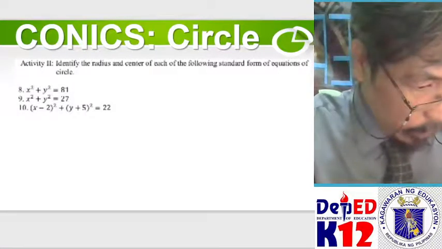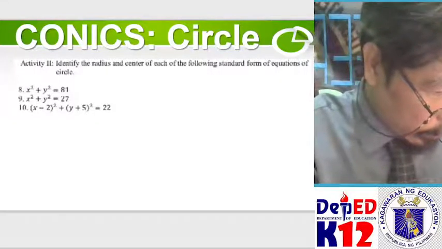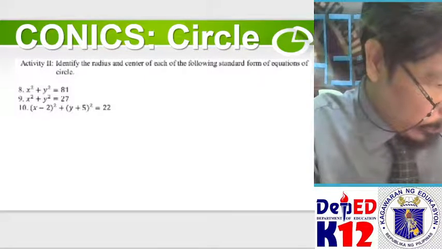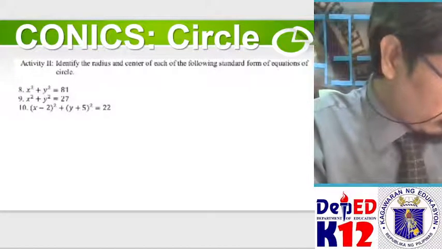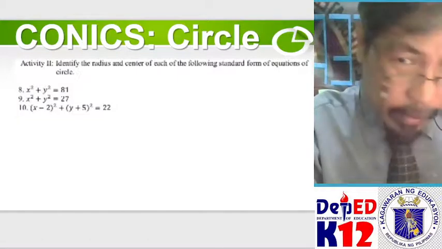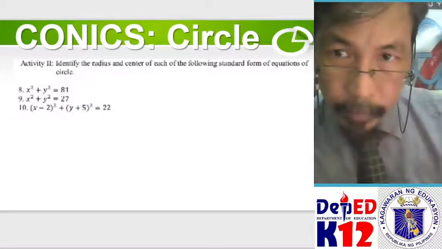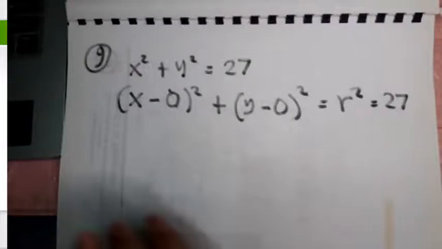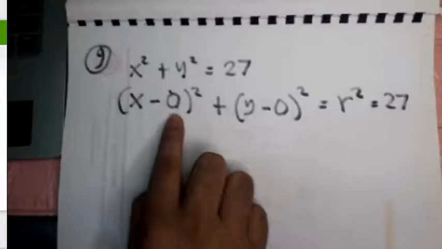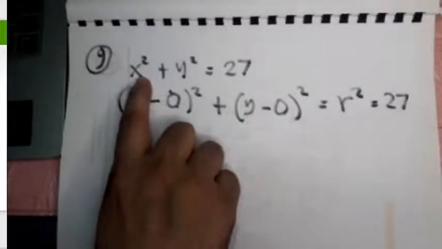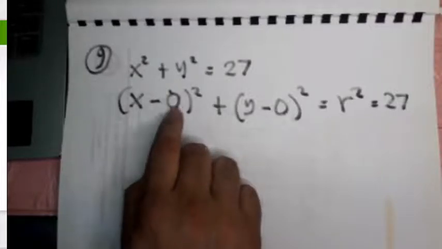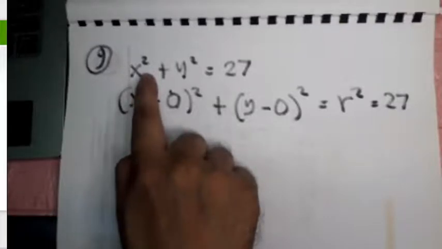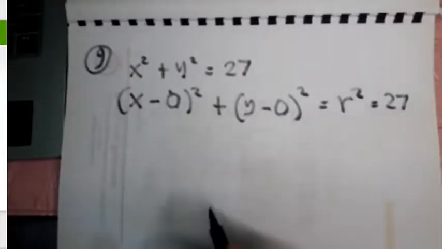So, realizing that our format is like this, okay, so we have the given equation and the format. I already put the 0 here because for x squared, there is no number that subtracts from x, so therefore x minus 0 is equal to x squared, y minus 0 is just equal to y squared, and r squared is 27, so therefore we can solve for r.